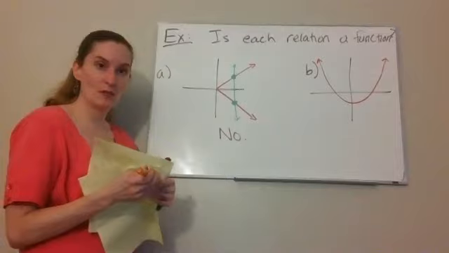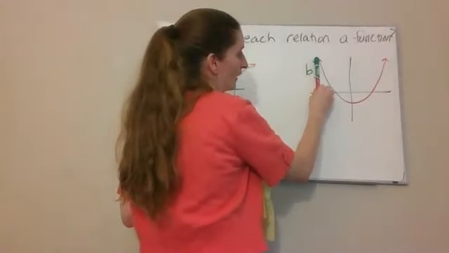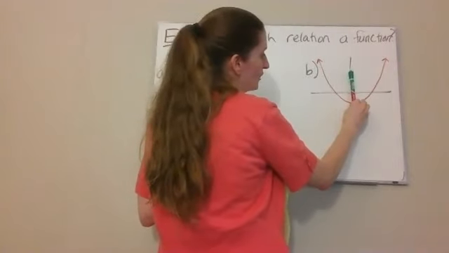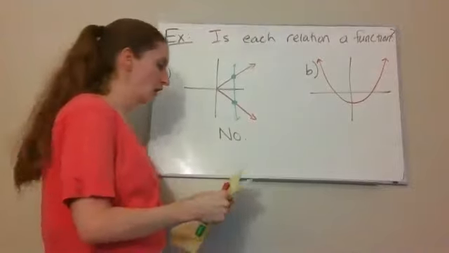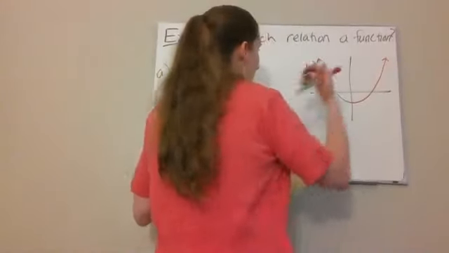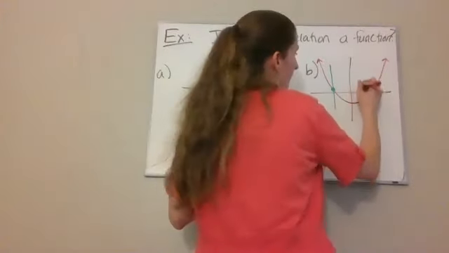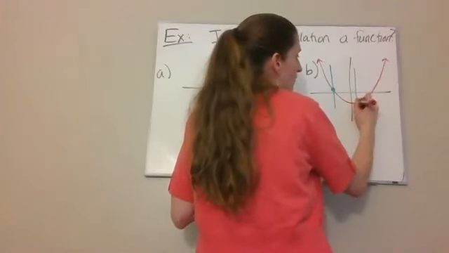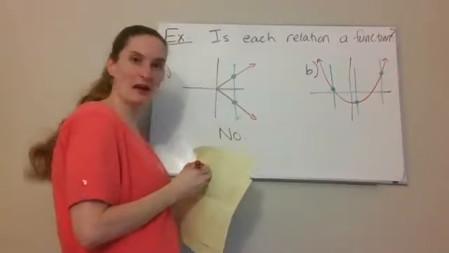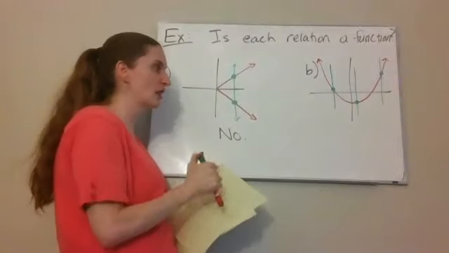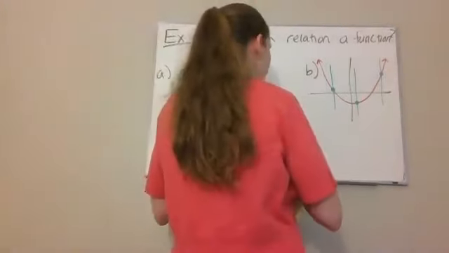Let's do the same thing with B. If you take your pencil and go from left to right, dragging it across your graph, does it ever touch the graph at more than one point at a time? No. I can draw a few lines just as an example. Here's a vertical line, it touches once. Here's a vertical line that touches once. Vertical line that touches once. No matter where I draw a vertical line, it's only going to touch my graph at one point. So this is a function.